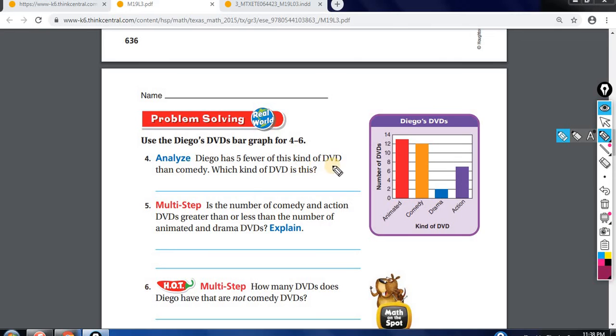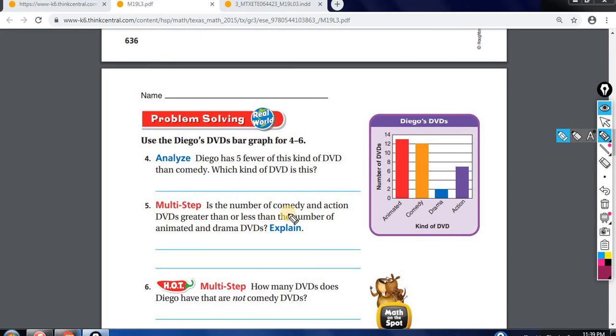So 5 fewer of this kind of DVD than comedy. Well, how many comedies do they have? 12. 5 fewer than 12 would be what? Well, 12 minus 5 equals 7. So let's look at 7. 7 would fall right here between the 6 and the 8, and that would be action. Action would be the answer for this one.